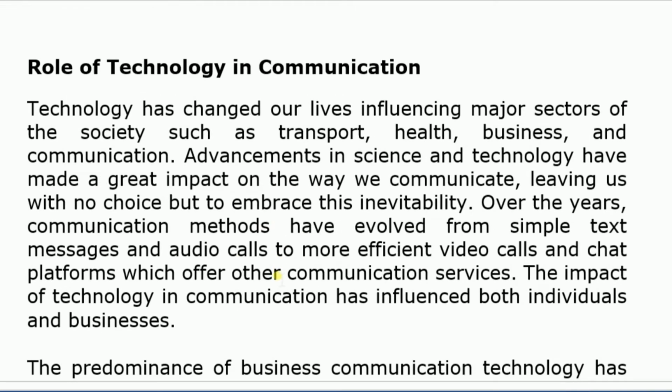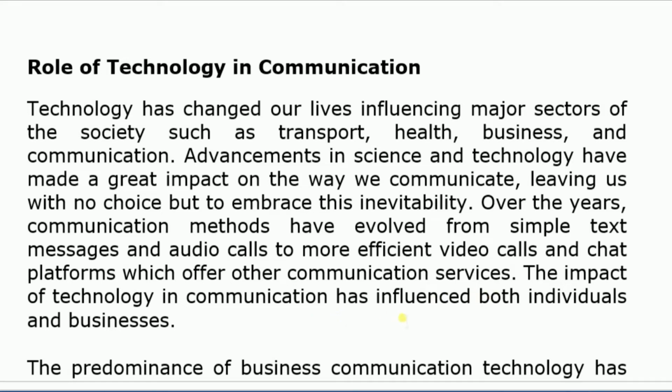Role of technology in communication. Technology has changed our lives, influencing major sectors of society such as transport, health, business, and communication. Advancements in science and technology have made a great impact on the way we communicate, leaving us with no choice but to embrace this inevitability. Over the years, communication methods have evolved from simple text messages and audio calls to more efficient video calls and chat platforms which offer other communication services.